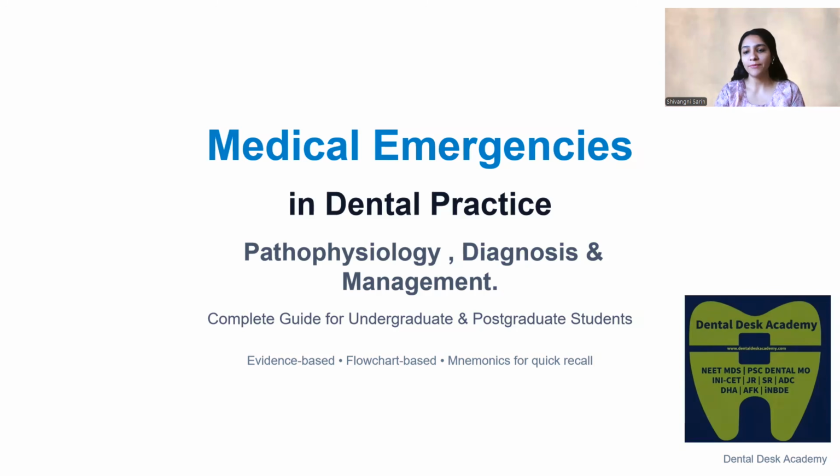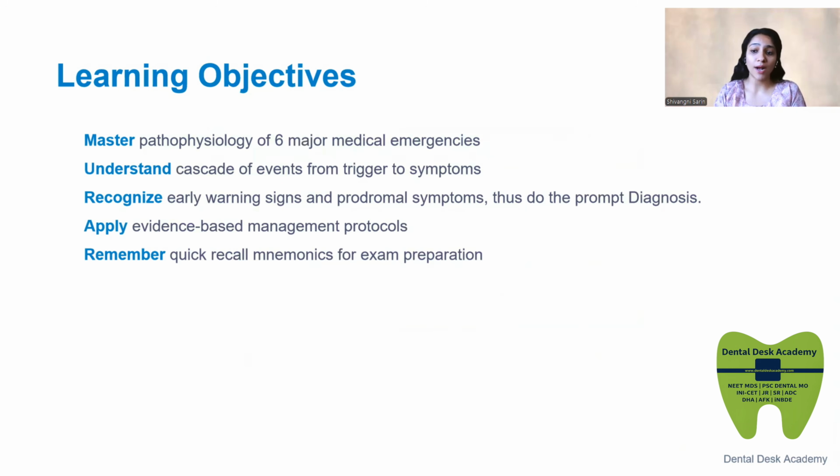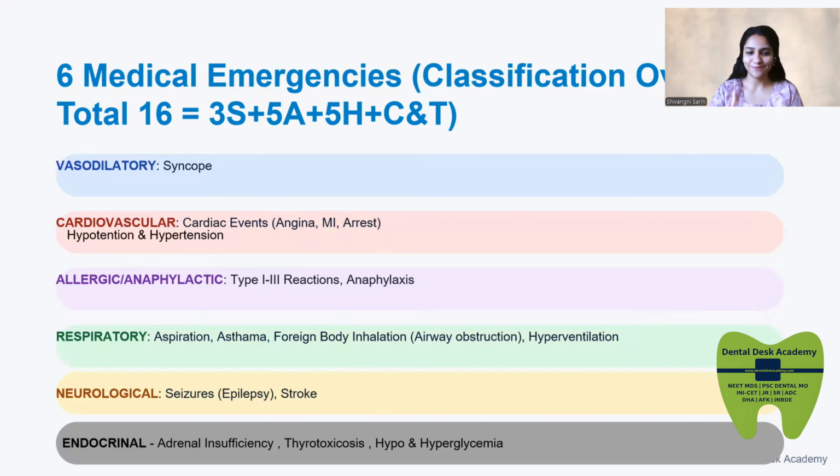So, what will we be exactly doing today? We will be discussing how to master the pathophysiology of the medical emergencies. We will start to understand the cascade of events, or why these symptoms and these triggers occur and why the medical emergency takes place. Next, we will learn to recognize the early warning signs and the prodromal symptoms. Then we will be able to apply evidence-based management protocols by the various mnemonics, which we will be discussing today.